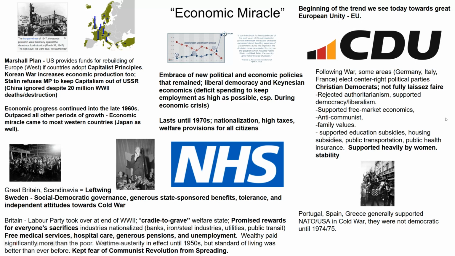So what did the British people get? We see free medical services, free hospital care, generous government-funded pensions, and unemployment money. The wealthy, the people that have more funds than the rest, are paying more for this than the poor.